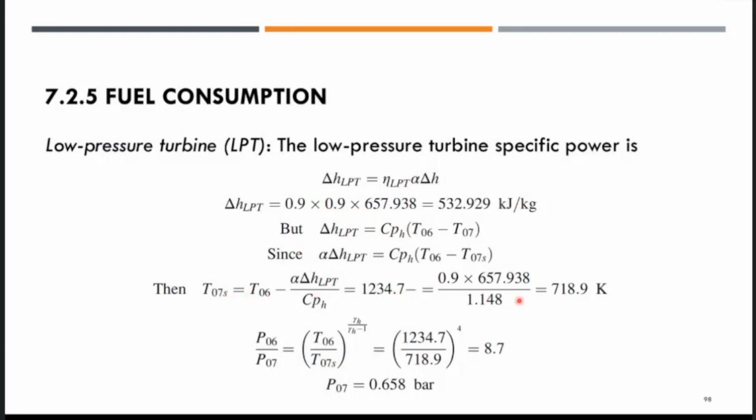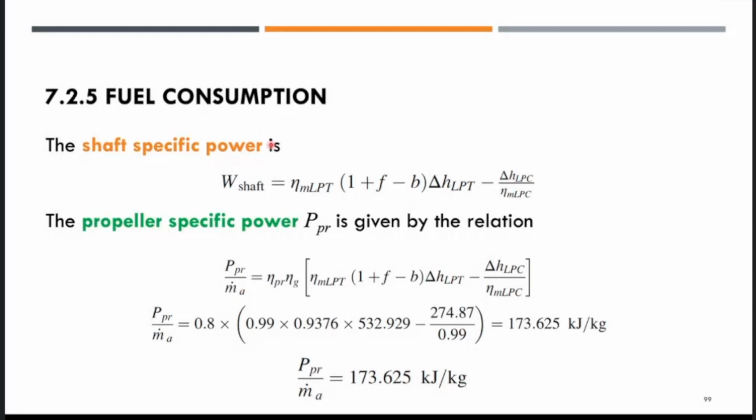And you can then get T07, which is equal to 718.9 Kelvin, and pressure at station 7 is 0.68658 bar. The shaft power, which is equivalent to this expression, and the propeller specific power PPR is given by the relation over here, and that leads us to the propeller specific power, which is over the mass flow rate. You get 173.625 kilojoule per kilogram, and that is the answer for the propeller specific power, PPR over m dot A.